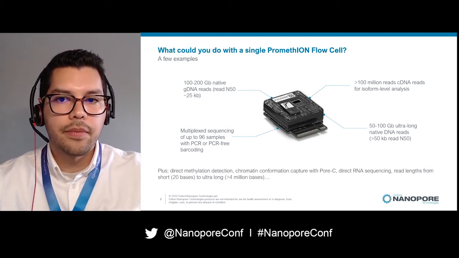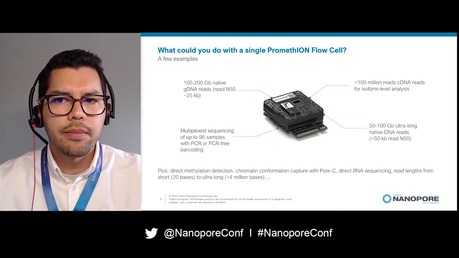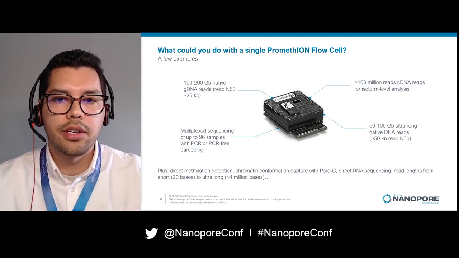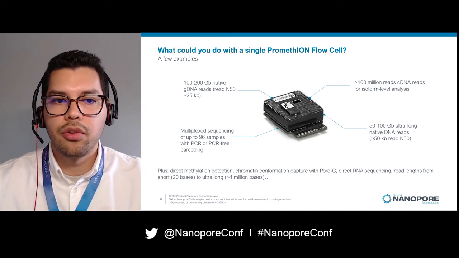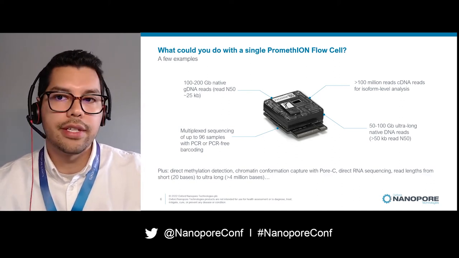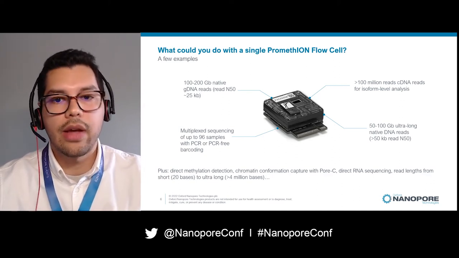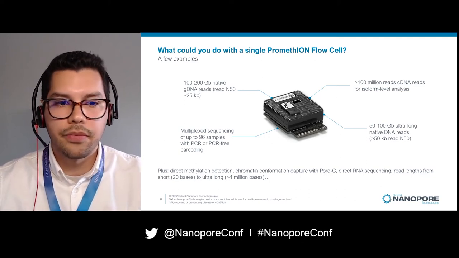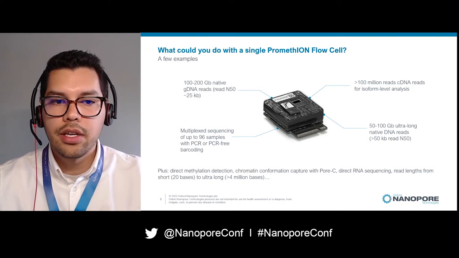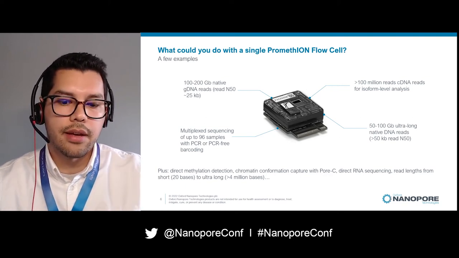These are just a few examples for each flow cell type, but there are so many more applications that you can do with this platform, from direct methylation detection to chromatin conformation capture. You can sequence RNA natively without having to convert into cDNA. And you can sequence at any length from as short as 20 bases to over megabase length reads.